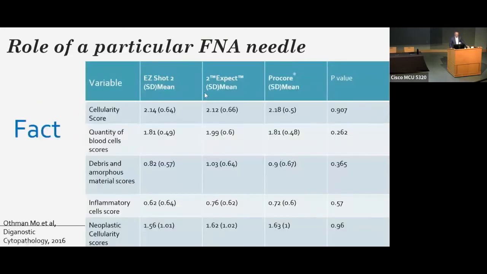In 2012, I started this study looking at 3 different needles, and it was randomized, and the pathologist was blinded, and he was doing rapid on-site evaluation, and he wouldn't know which needle it was. And you can see here, cellularity score, quantity of blood, debris, inflammatory cells, neoplastic cells are all the same. At that period of time, we had these types of needles, now we have EZ Shot 3, Expect is still the same, Procore is still the same, but really we did not find any difference. So basically, there's no superiority of one FNA needle over another.